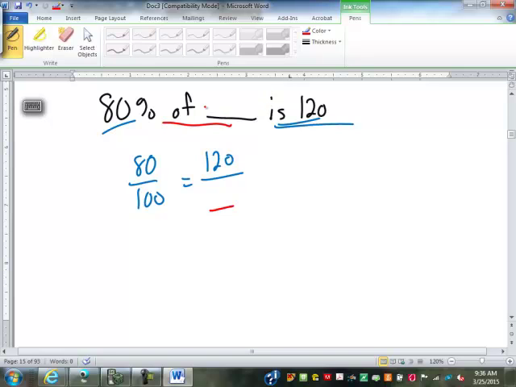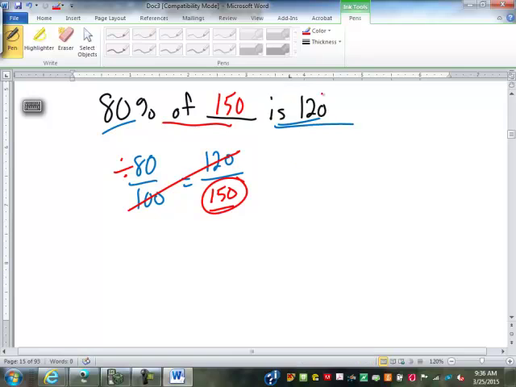It's really the same type of problem as what we just did. It's just in a different order, worded differently. Trying to confuse you. That's my job. 100 times 120 divided by 80 is 150.